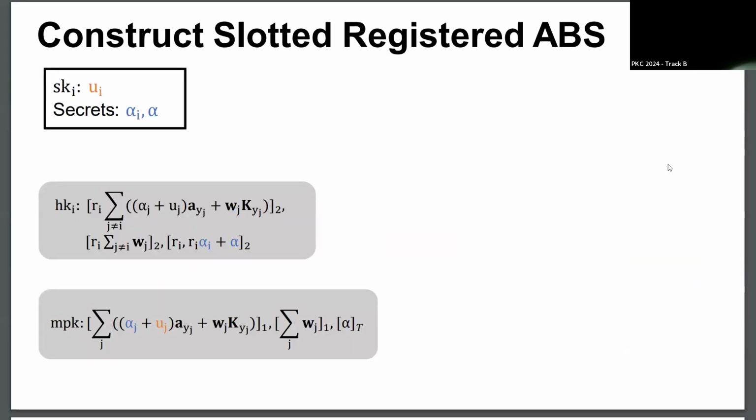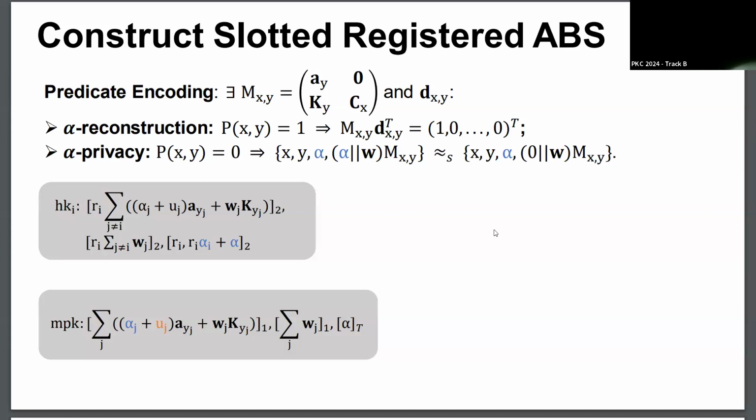Following this line, we have the following structure of help key and MPK. They are constructed from the predicate encoding. With this predicate encoding, it generates a pair of tuples of matrices. The system will generate this matrix for each user and accumulate them into it. And the secret keys are hidden there. And the predicate encoding has two properties. Alpha construction is used for our verification, and alpha privacy is just used for the security proof.